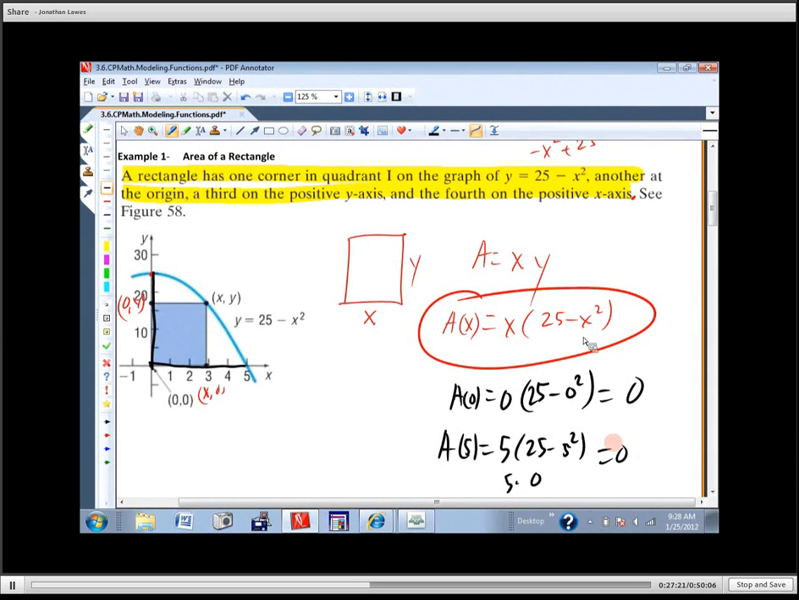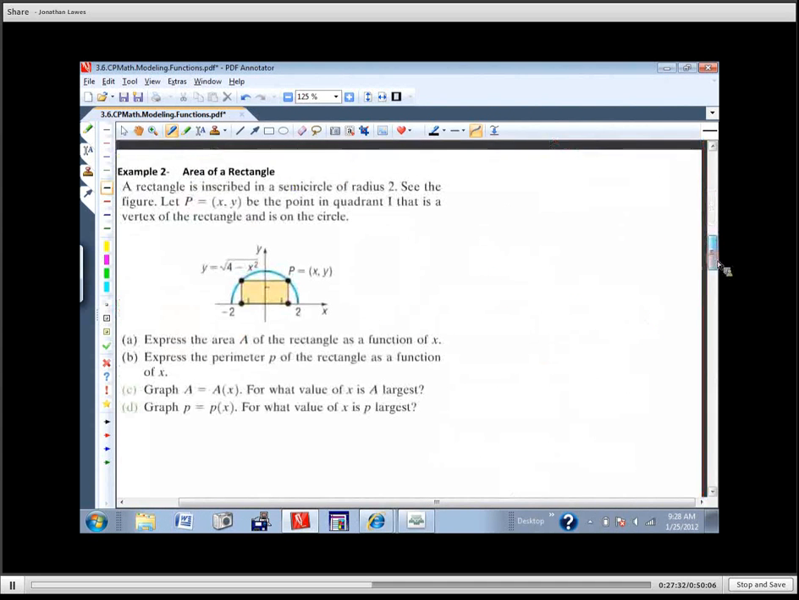Okay, that's it. Some of them are just write down an expression. But again, we want to use one variable. Any questions there? Okay, enough yakking about that problem. Let's flip the page over and let's look at this one.